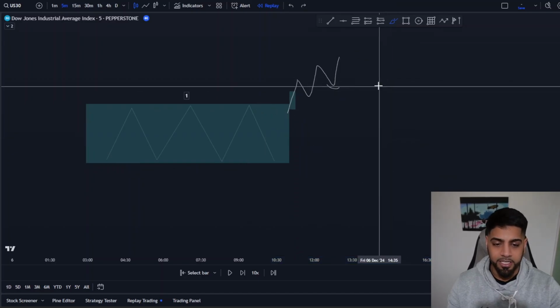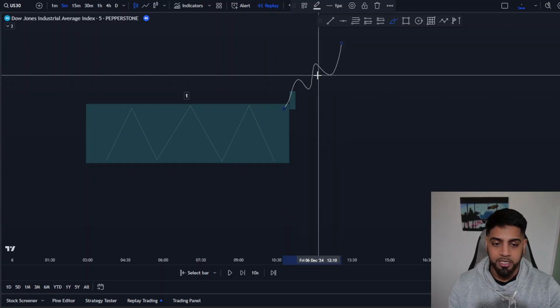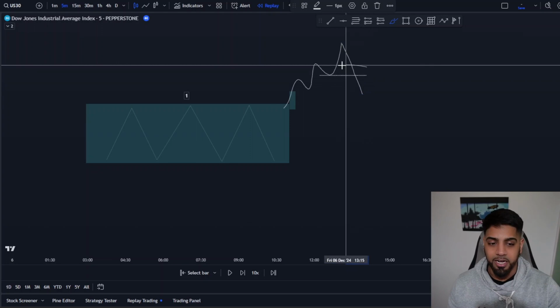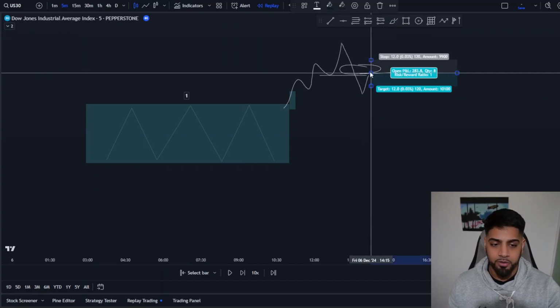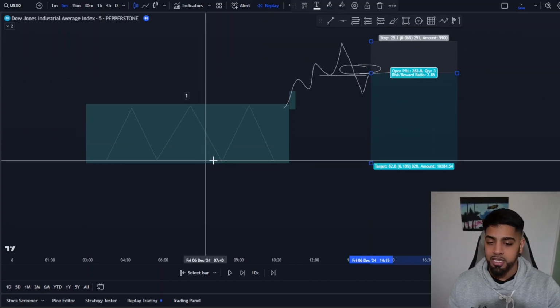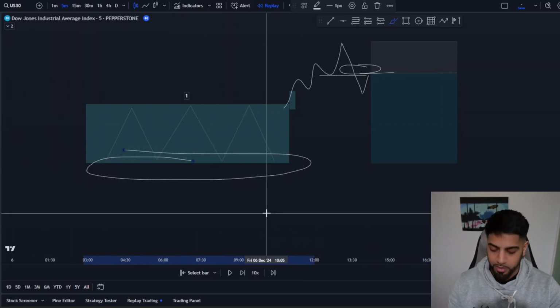So let's clean all of this up. We've had an accumulation, we've had a manipulation, and now we're waiting for a distribution. We get that market structure shift, and we're going to identify the inefficiency which caused that market structure shift, and then we're going to take our entry at the open. We're going to put our stops above the most local high, and we're going to target the opposing liquidity, which in this case would end up being the low of this accumulation.